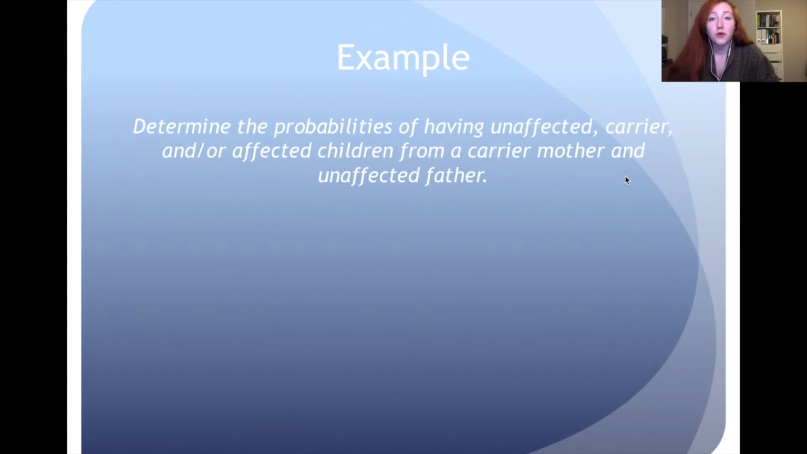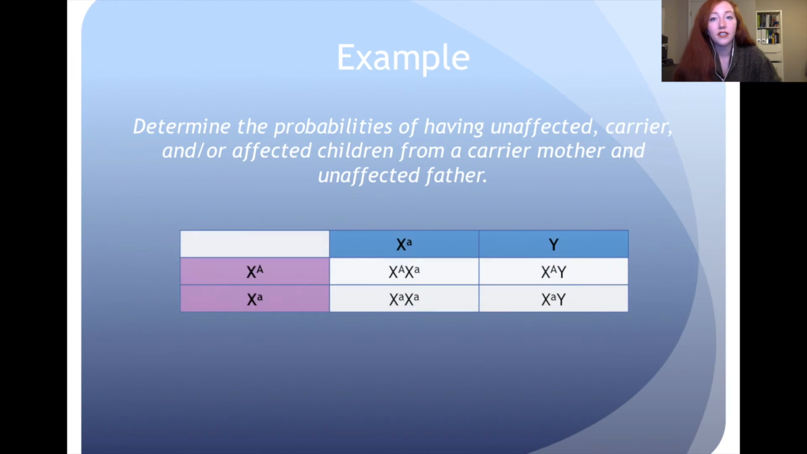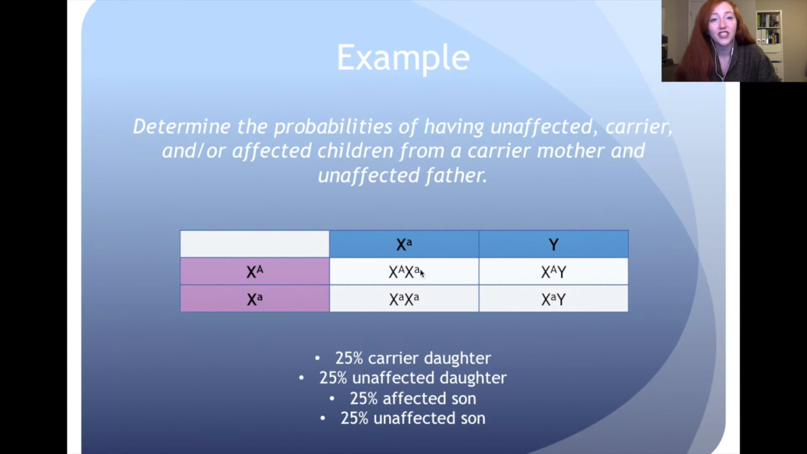In this first example, we're crossing a carrier mother with an unaffected father. I've put the mother's genotype in the purple boxes on the left and the father's genotype in the blue boxes at the top of the Punnett square. There's a 25% chance of having a carrier daughter and a 25% chance of having an unaffected son from the mother donating the X chromosome with the mutated allele. There's also a 25% chance of having an unaffected daughter and a 25% chance of having an unaffected son from the mother donating the normal X chromosome.